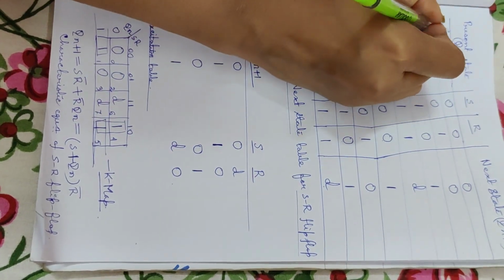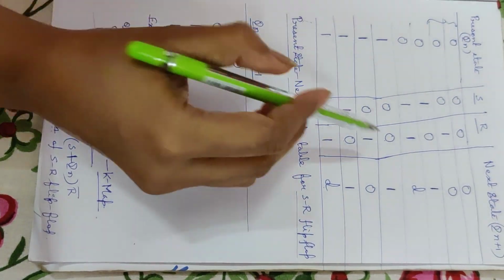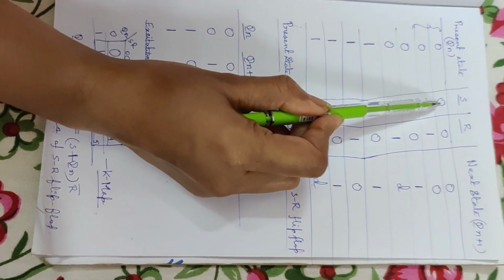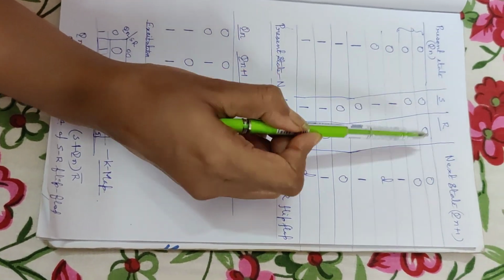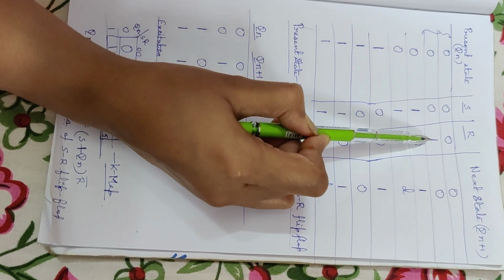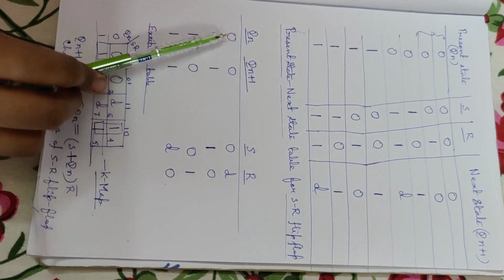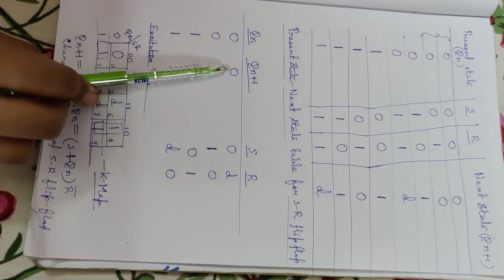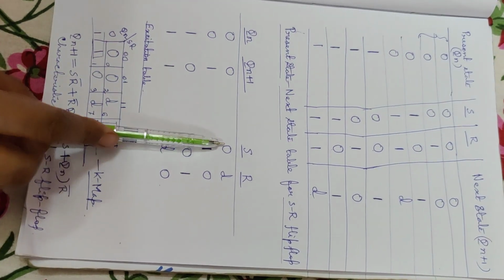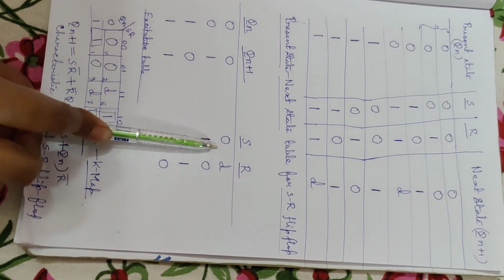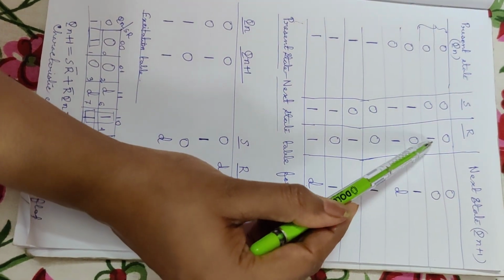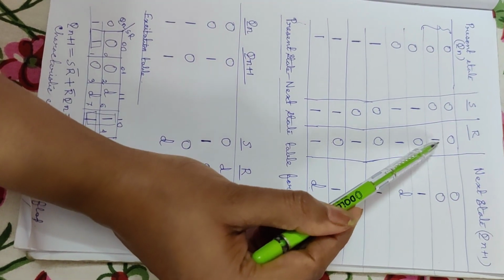For these two cases, the value of S is fixed at 0 and the value of R is changing. So we can say that when both present state and next state are 0, the value of S is fixed, it is written as 0, and as the value of R is changing, we will not care about the value of R.